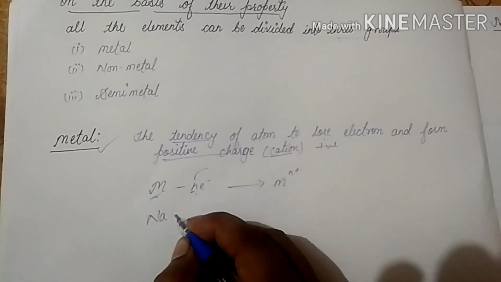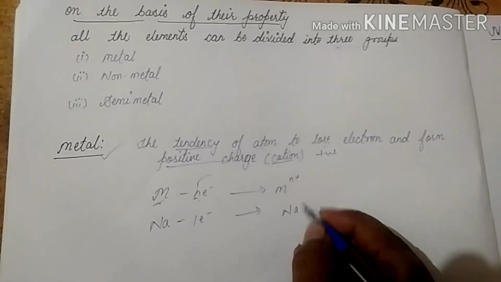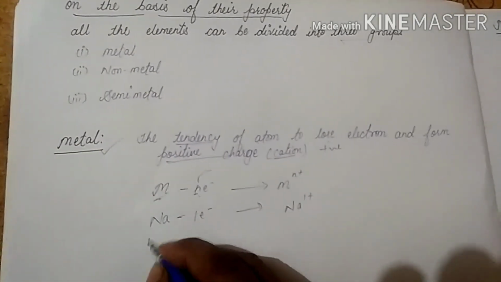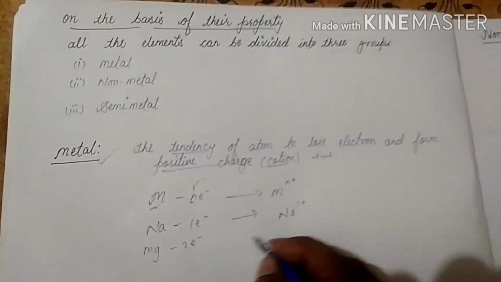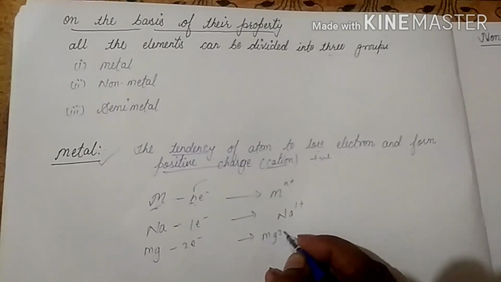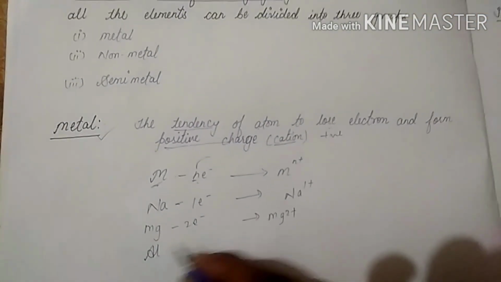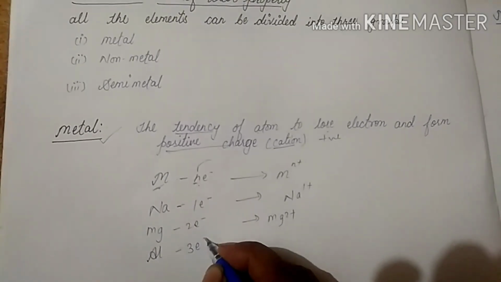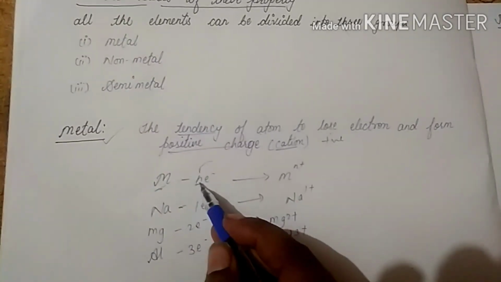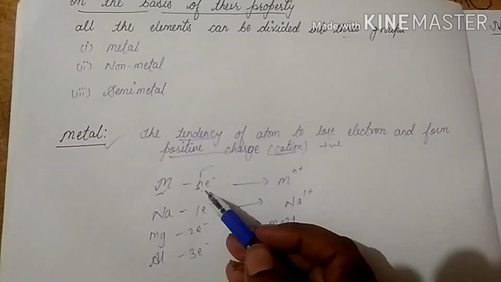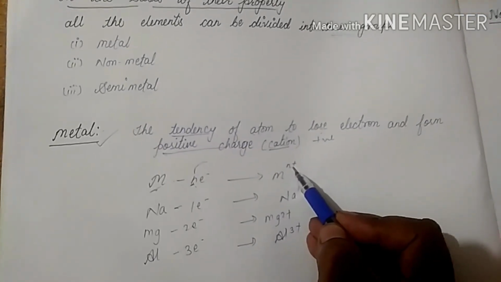Suppose this is sodium. When it loses one electron, it forms one positive charge. Suppose this is magnesium. If it loses two electrons, it forms two positive charge. Suppose this is aluminium. If it loses three electrons, it forms three positive charge. So this n represents the number of electrons lost, and it forms that number of positive charge.